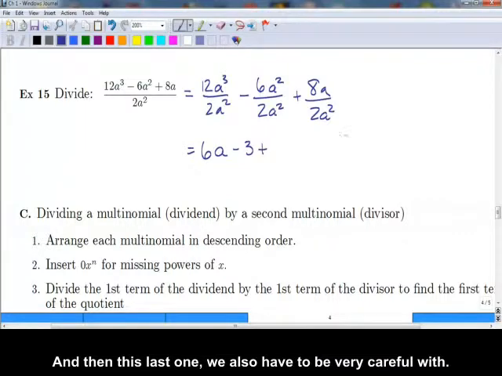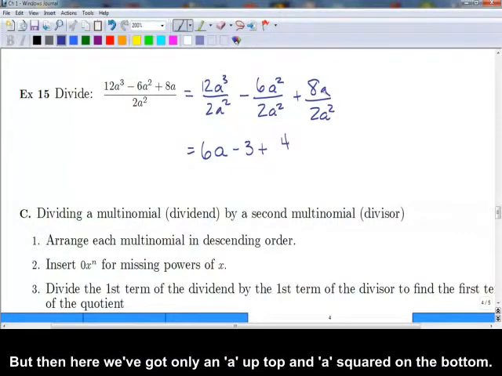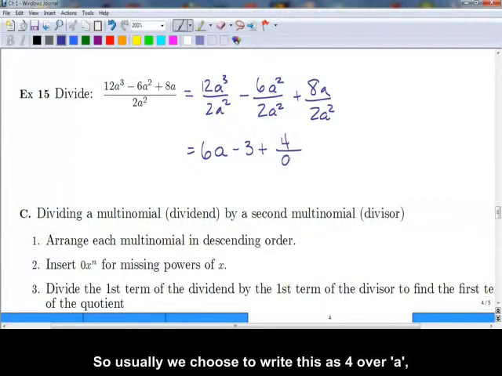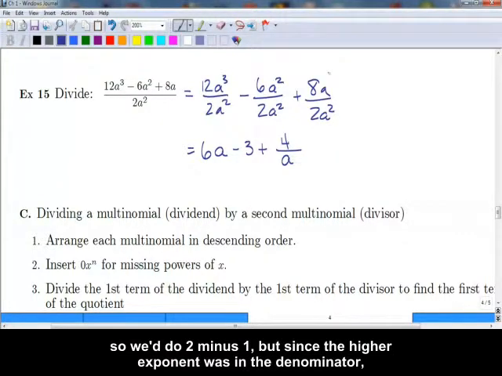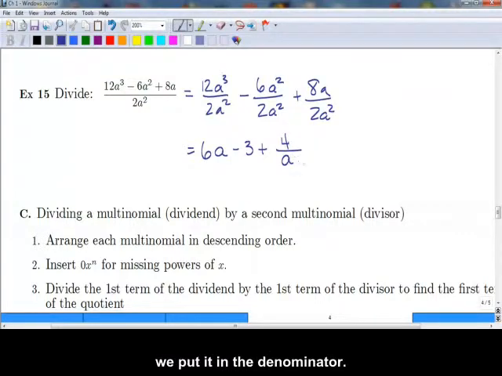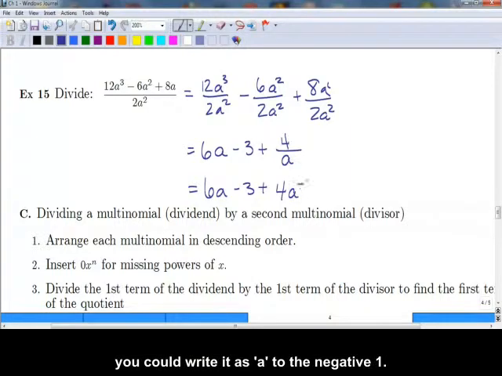And then this last one we also have to be very careful with. We've got 8 divided by 2. But then here we've got only an a up top and an a squared on the bottom. So usually we choose to write this as 4 over a, because the highest exponent is in the denominator, the a squared, so we would do 2 minus 1, but since the higher exponent was in the denominator, we put it in the denominator. Another way you could write this is writing it as 4, and if you do 1 minus 2, you could write it as a to the negative 1. So both of these are correct answers.